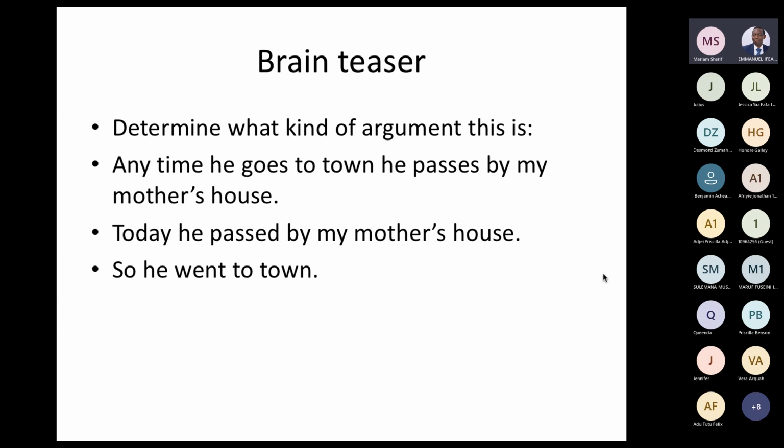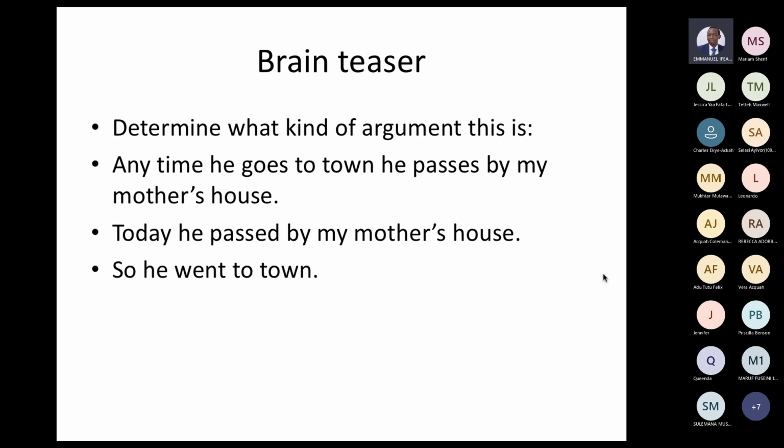He said anytime he goes to town, he passes by my mother's house. Today he passed by my mother's house, so he went to town. So him passing by your mother's house doesn't necessarily mean that the person has gone to town. Probably he has gone to the next house, but not to town. Yeah, so that's correct.